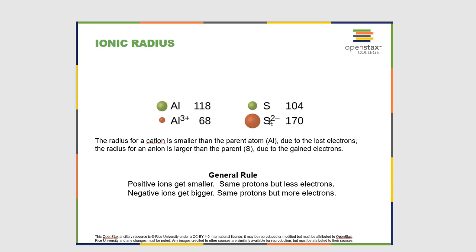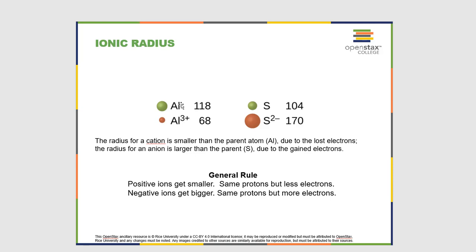sulfur and sulfur 2- both have 16 protons. In the case of sulfur, those 16 protons are pulling on 16 electrons. In the case of sulfur 2 minus, those 16 protons are pulling on 18 electrons. They can't as effectively pull on 18 electrons, so the size is larger. The electrons are further away from the nucleus.